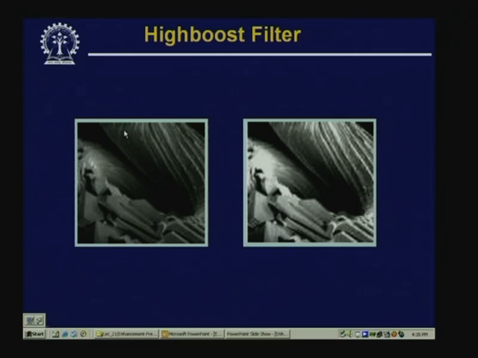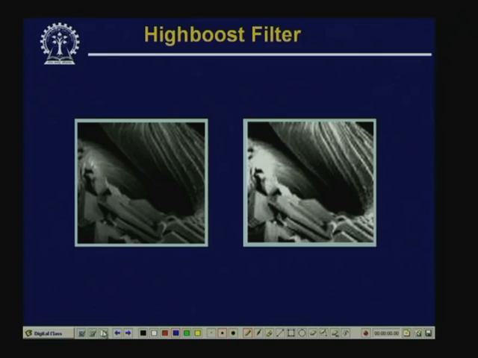If I apply this high boost filter to an image, the kind of result that we get is something like this, where on the left hand side is the original image and on the right hand side is the high boost filtered image. Now, let us consider another very interesting filter, which we call the homomorphic filter.